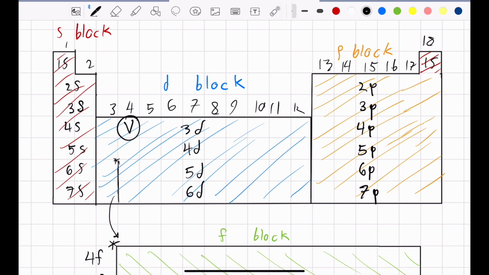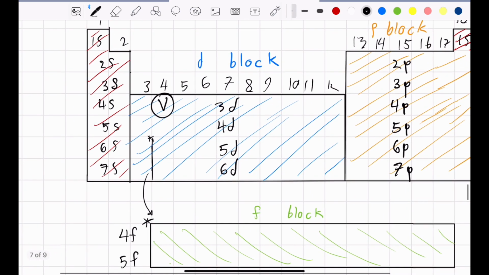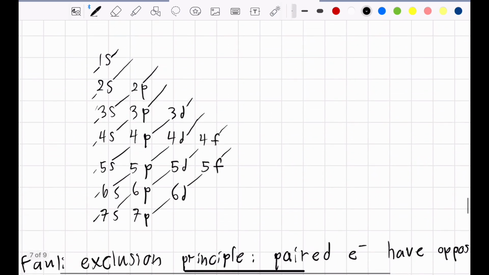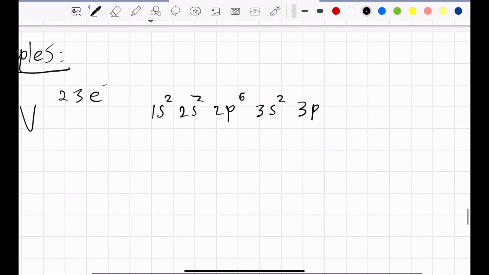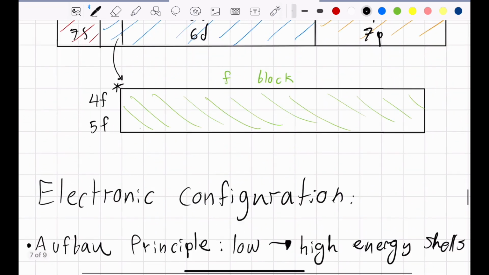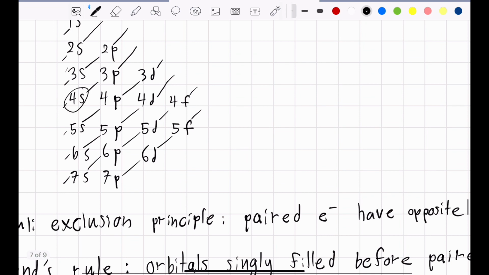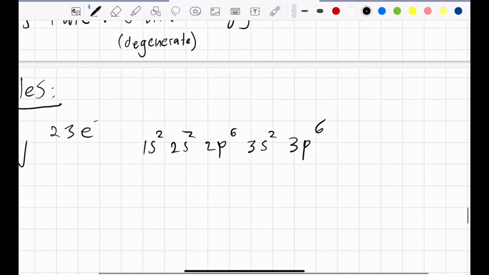but we will fill the 3p because we're just following the diagram here for the Aufbau principle. We just did 3s, now we're going to fill 3p. 3p6, and then 4s, because that's the next subshell we have, and that's going to be 4s2.